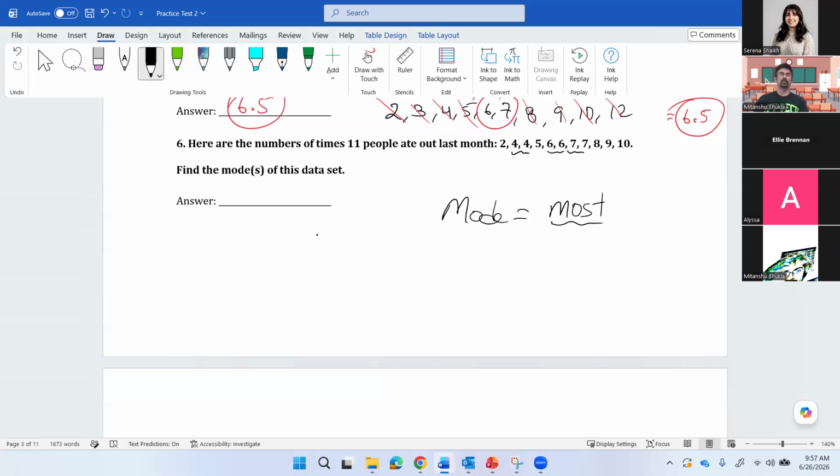So the question that gets asked a bunch is, can you have more than one mode? Absolutely, you can have more than one mode. You just have to use a comma and separate your answer. So we know that four is a mode, six is a mode, and seven is a mode. Okay.